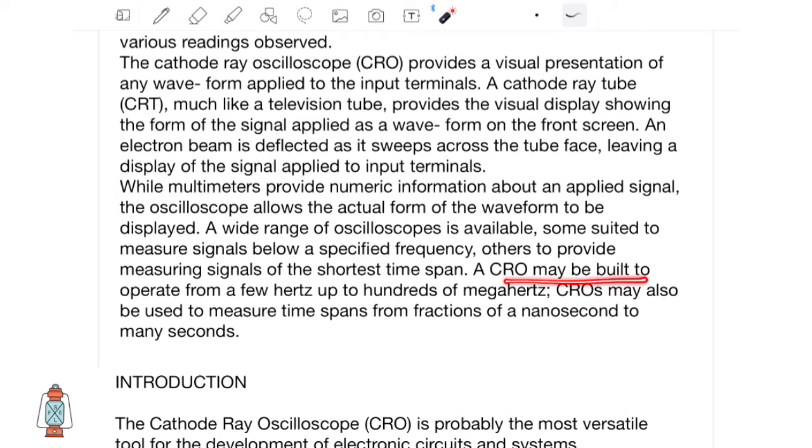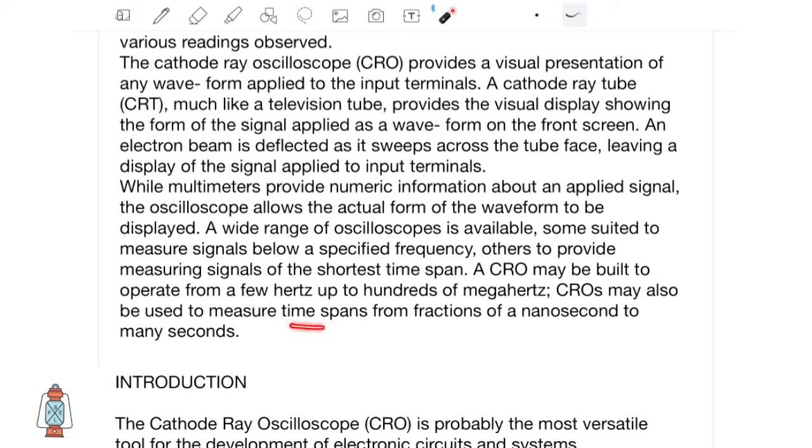Second is, a CRO may be built to operate from a few hertz up to hundreds of megahertz, but with a multimeter, at the extreme ends of frequency, it gives a large amount of error, है ना? So when you go for very high frequencies or very low frequencies, there are much larger deviations from the actual value in case of multimeter, but CRO in that case comes to our help. So CRO is such a beautiful device.